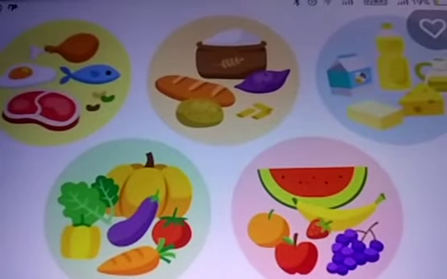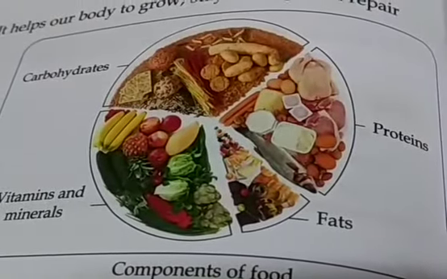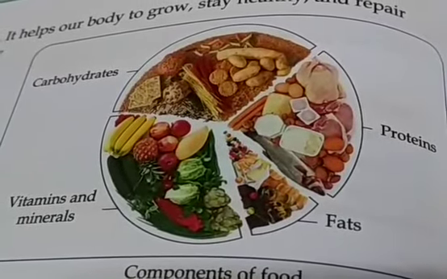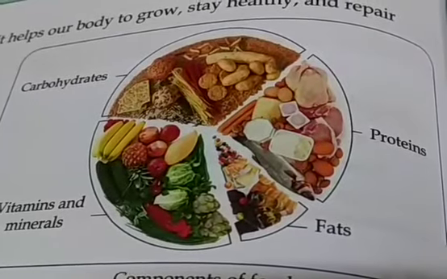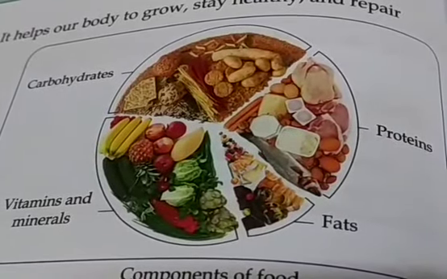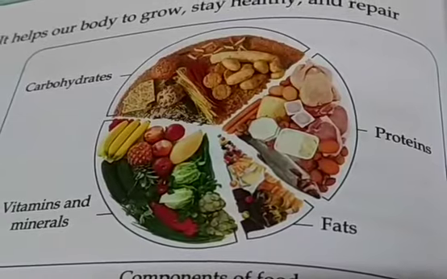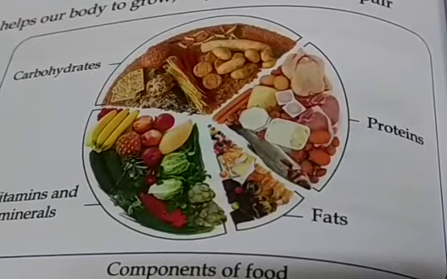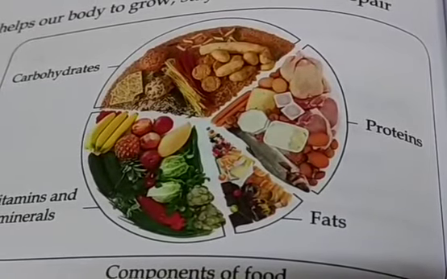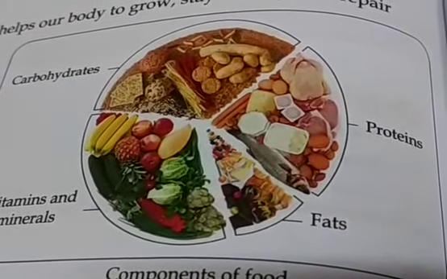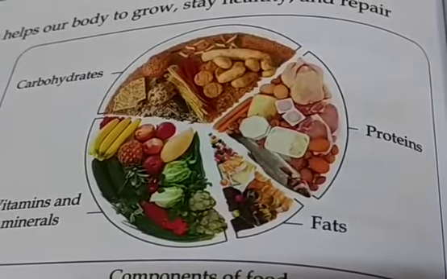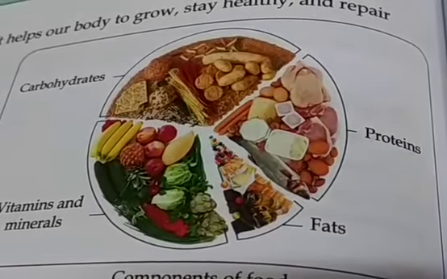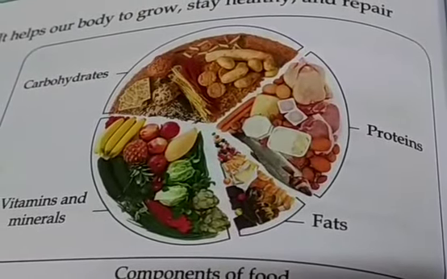Next page. Now, as you know, when you have prepared the salad, what are the things which are present in that and why do we need it? The things which are required for healthy living are known as nutrients. Nutrients or nourishment means food that you need to grow and stay healthy. Food is one of our basic needs. It helps our body to grow, stay healthy and repair itself. It also provides us energy to work and play.